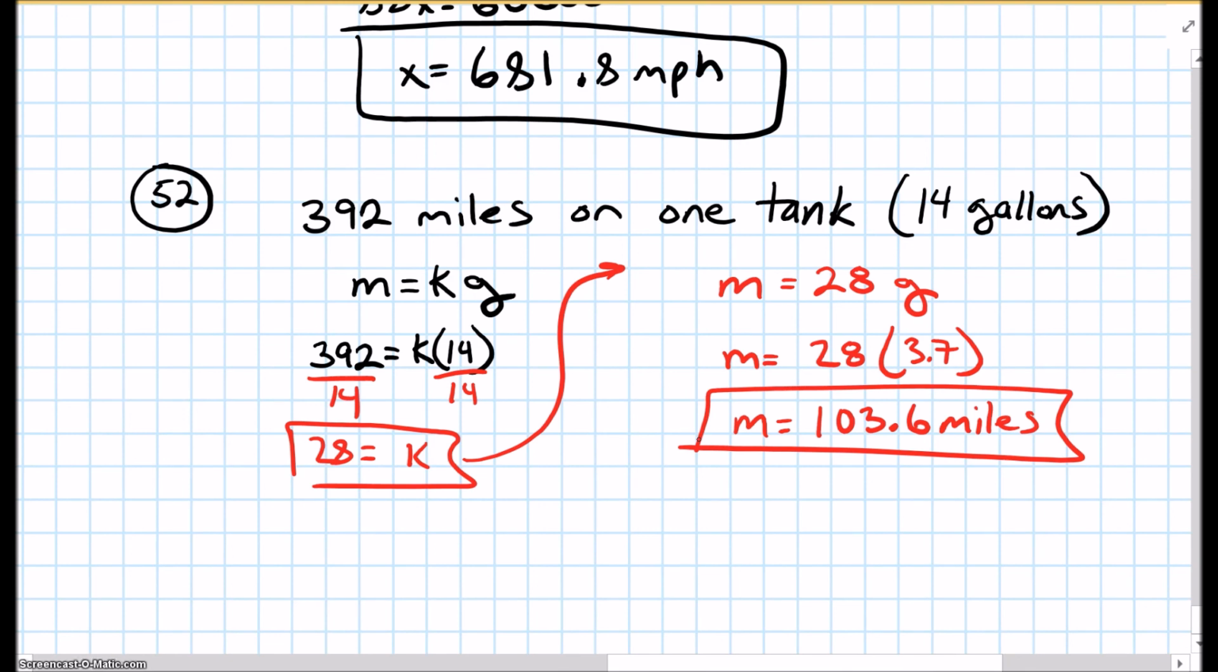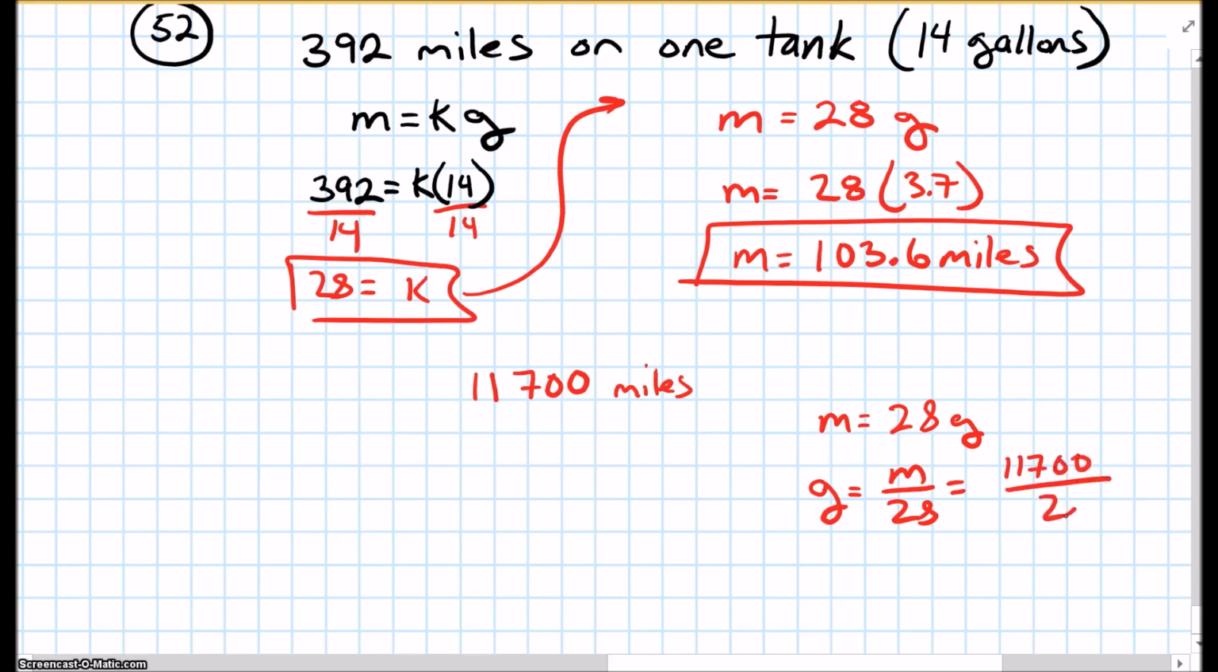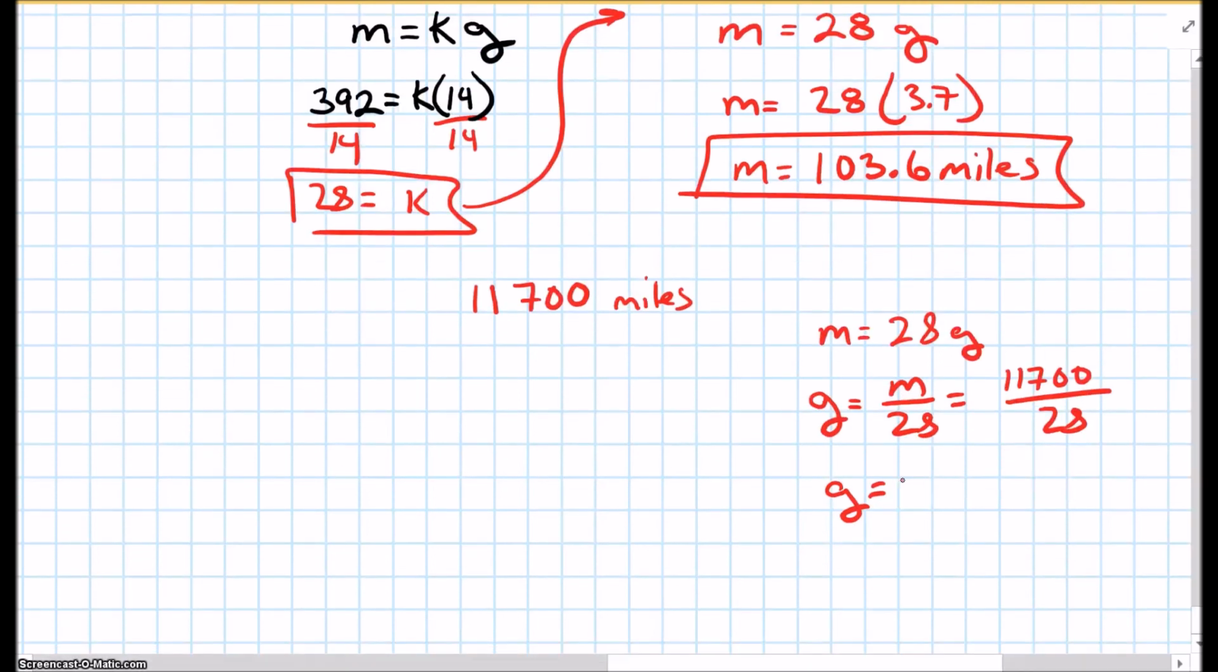Part C, last year you drove 11,700 miles. How many gallons did we use? All right, so I got M equals 28G. So gallons would be M over 28. So 11,700 over 28. So my gallons used last year, approximately 11,700 divided by 28 equals 417.9 gallons.